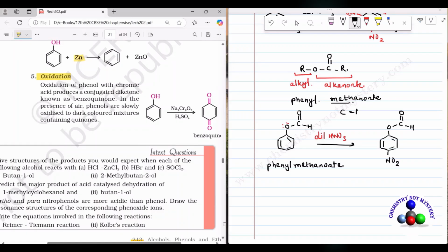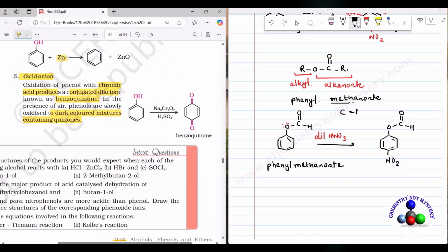The oxidation of phenol with chromic acid produces a conjugated diketone known as benzoquinone. In the presence of air, phenols are slowly oxidized to a dark colored mixture containing quinones. So when phenol is treated with sodium dichromate in the presence of sulfuric acid, it results in the formation of a conjugated diketone. This is the ketone functional group, and these ketones are in conjugation, and the name of this molecule is benzoquinone. It is a dark colored compound.